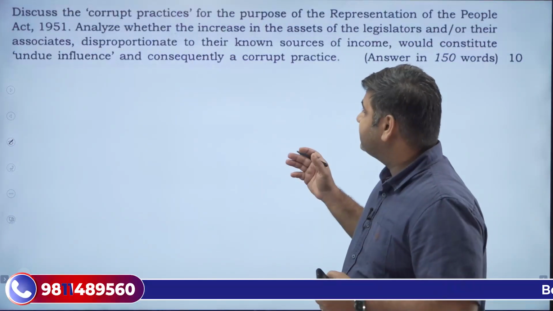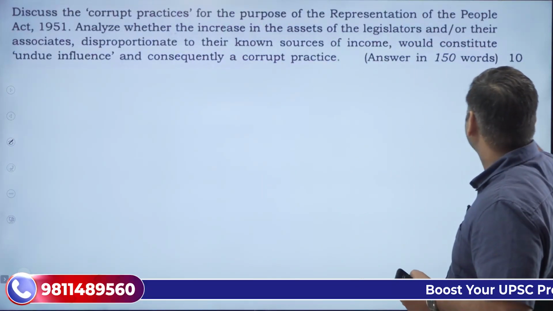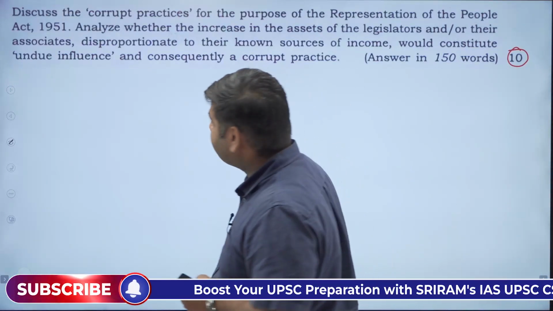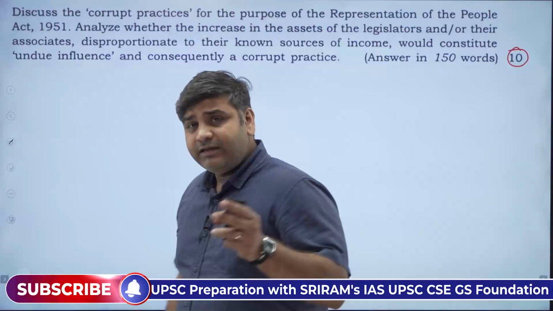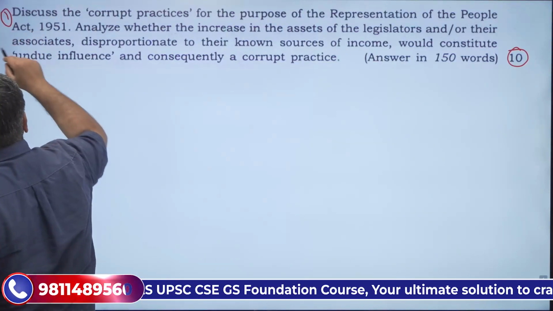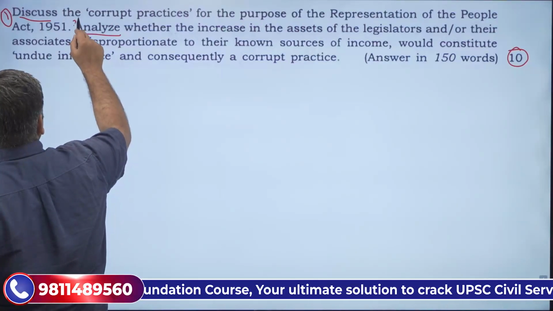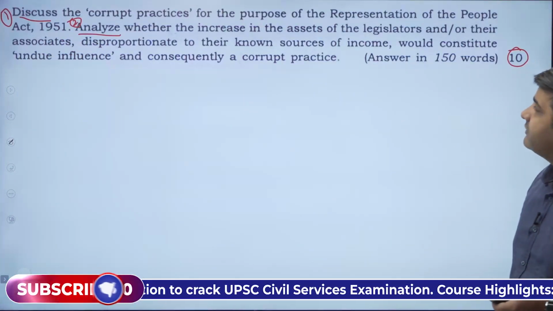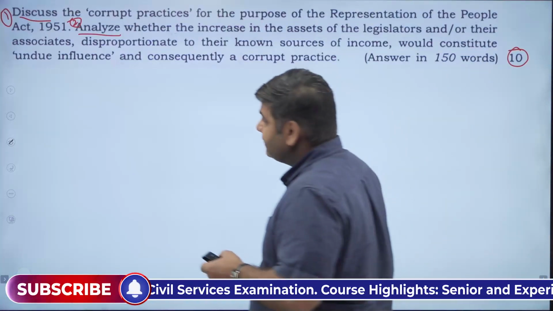Now look at this question. This was asked in 2025. It's a 10 marker. You have to write its answer in 150 words. Very specific question and it is in two parts. One is it is asking you to discuss something. The other is it is asking you to analyze something. Okay. So discuss the corrupt practices for the purposes of the Representation of the People's Act of 1951.